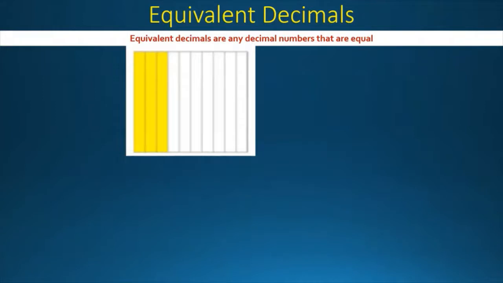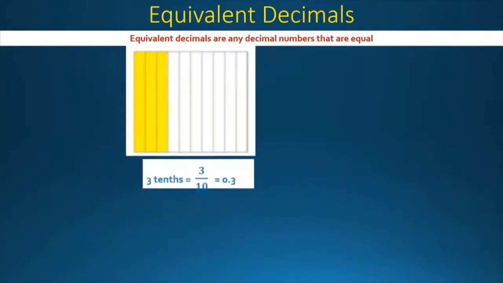And here, we see a picture with 10 rows. Out of them, 3 rows are shaded. So, how do we represent the shaded part? We represent it as 3/10, which is equal to 3 by 10 or 0.3.